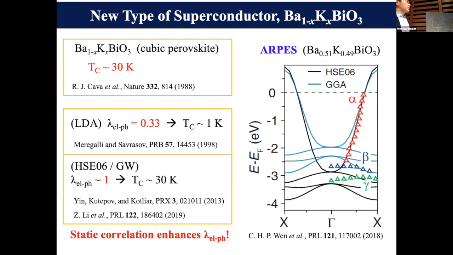So this idea was confirmed by the recent ARPES experiment. Here, the empty triangle corresponds to the band dispersion measured by the ARPES experiment. And as you can see, the ARPES data match quite well with the HSE band calculation. So from this calculation, we try to find a new type of superconductor like barium bismuth oxide. It is our motivation to do the material design.